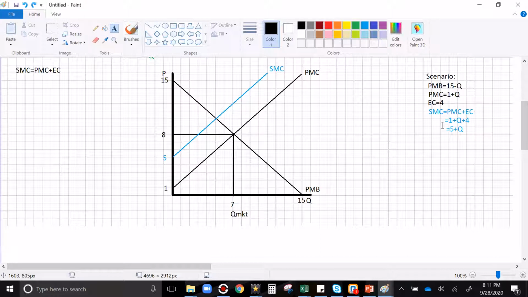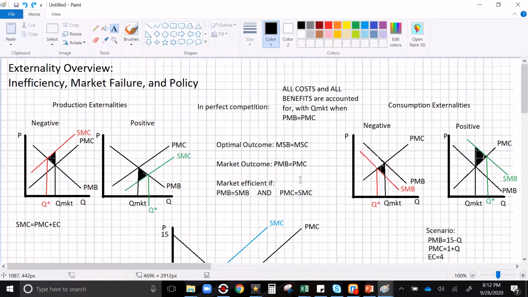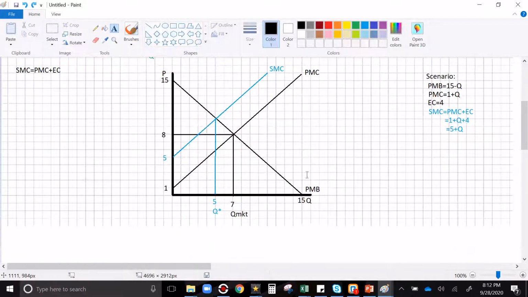It's up to you. At this social marginal cost, we can find where it meets the private marginal benefit, and that's at a quantity of 5. And 5 is the optimal quantity, because it's the quantity where our social marginal cost meets all of our marginal benefits. Remember our optimal outcome: marginal social cost equals marginal social benefit. And in the absence of an externality on the demand side, private marginal benefit is social marginal benefit. So this intersection gives us our optimal Q.